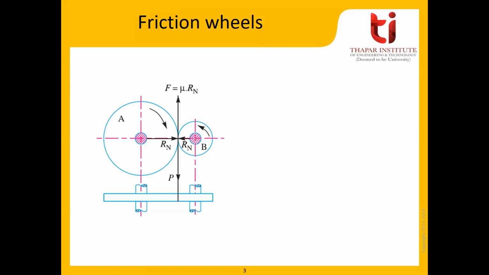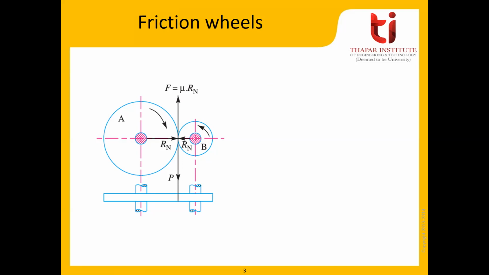But what is the cause making them rotate? First, A is rotating by means of power that can be taken from any motor, and B is rotating because of the friction force between these two, and that friction force is mu multiplied by Rn, that is mu into Rn.